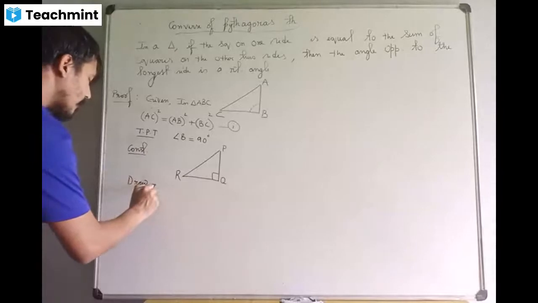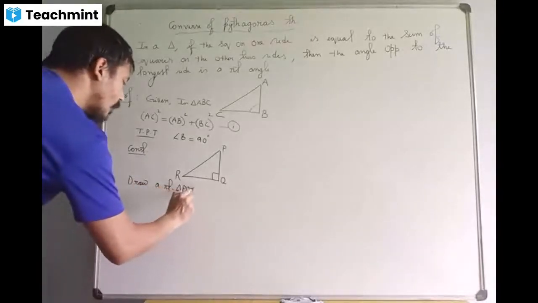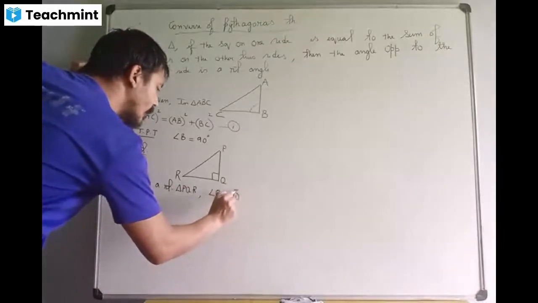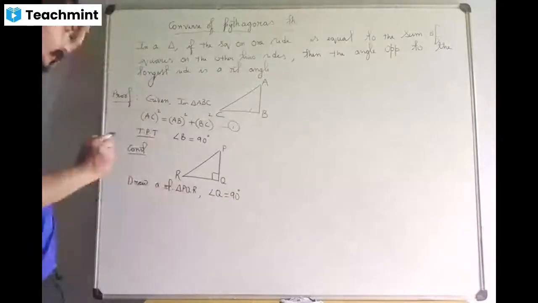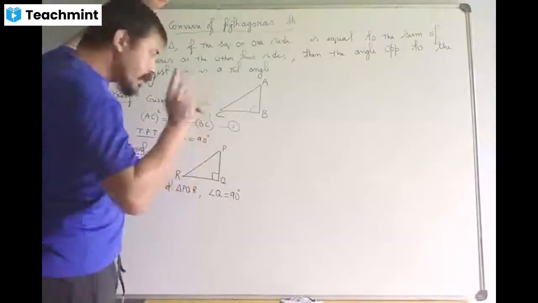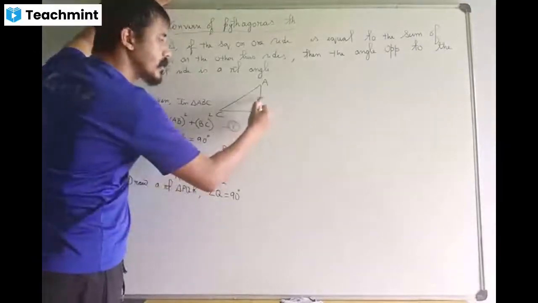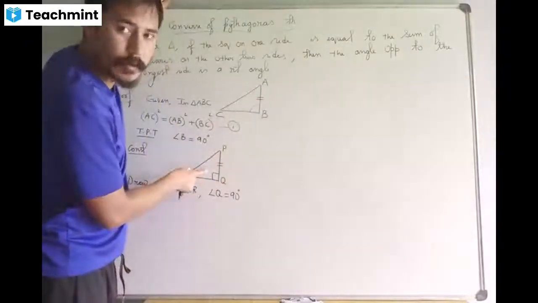Draw a right triangle PQR where angle Q is 90 degrees. So that is our construction. Not only that, after drawing this triangle, make sure that the side PQ is equal to the side AB. We can do that. This is something we are doing on our own.